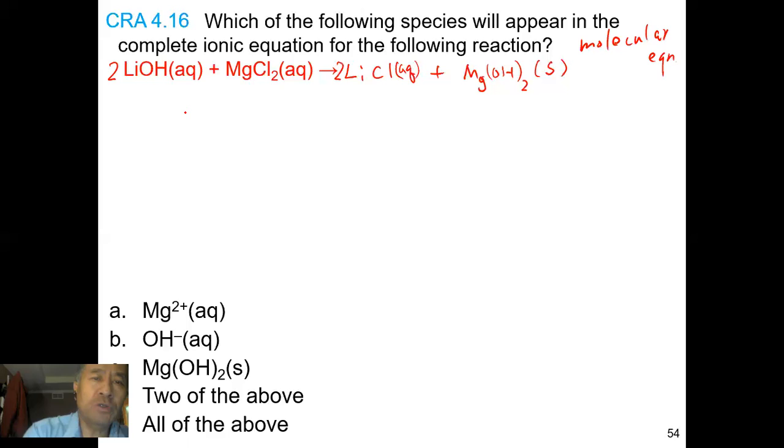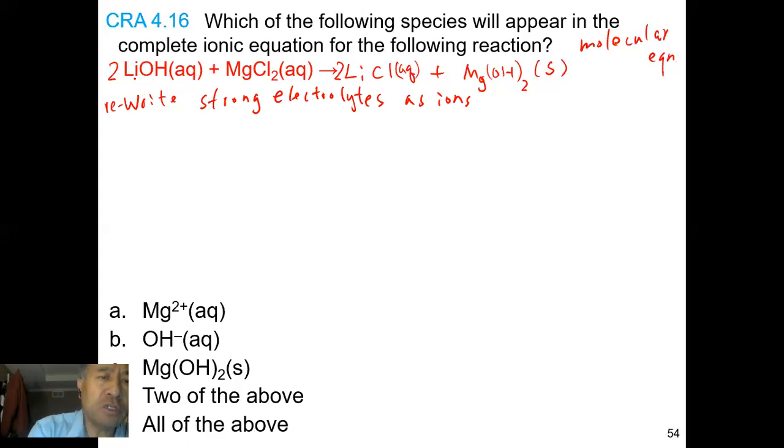Next, you rewrite those we call strong electrolytes as ions. So what is a strong electrolyte? Strong electrolyte means soluble ionic compounds and strong acids. So the first reactant is soluble from the state, is ionic, so therefore you rewrite it.